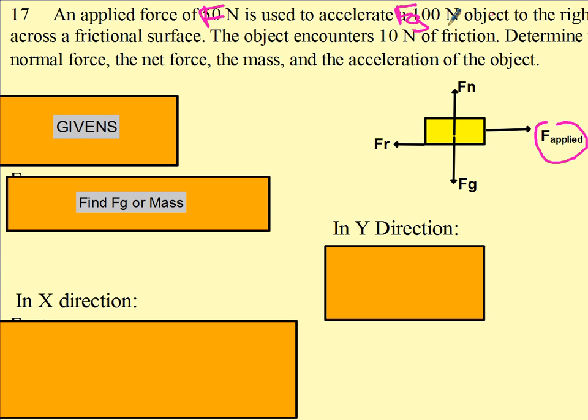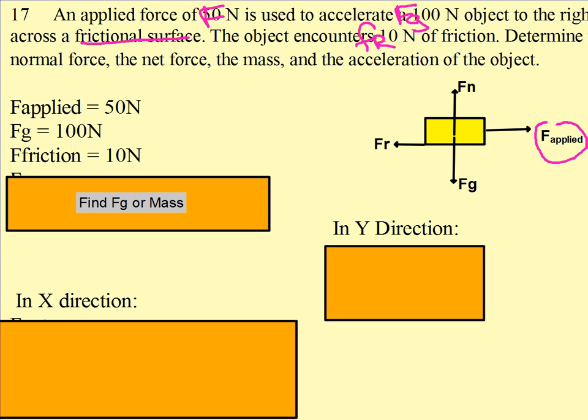It's accelerating to the right across a frictional surface, so I know I'm going to have friction. The object encounters 10 newtons of friction. Cool, I told myself what it was. There's my friction. Determine the normal force, net force, mass, and acceleration. Once again, there's a lot we can find in these problems. All right, what am I given? I'm given the applied force is 50. The force due to gravity is 100, and the frictional force is 10.